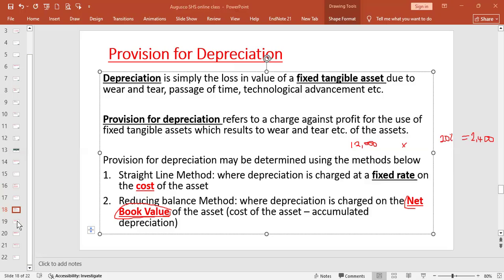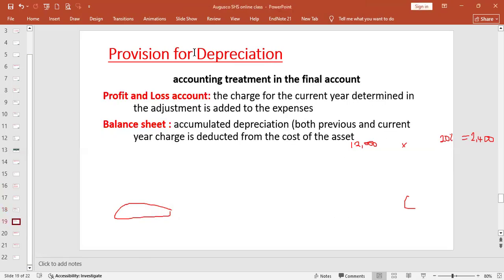So in terms of the accounting treatment in the profit and loss account, as I've hinted, you would charge it as an expense. So under your operating expenses, you will see provision for depreciation on your asset. So if it's a building, provision for depreciation on building.